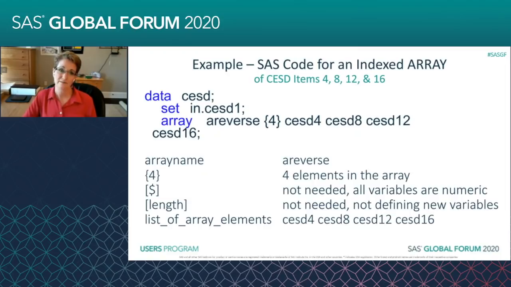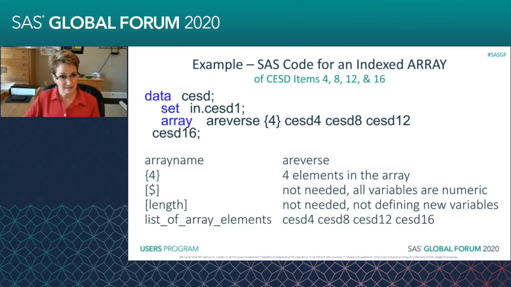The $ sign is not needed because these are all numeric variables. The length is not needed because I'm not really defining new variables, and I've never really actually used the length option anyways. I just let the variable values take on whatever type of variable and give it that default number of bits or bytes or whatever. But then the list of array elements is, again, just CESD4, 8, CESD12, and 16. So nothing too earth-shattering there.